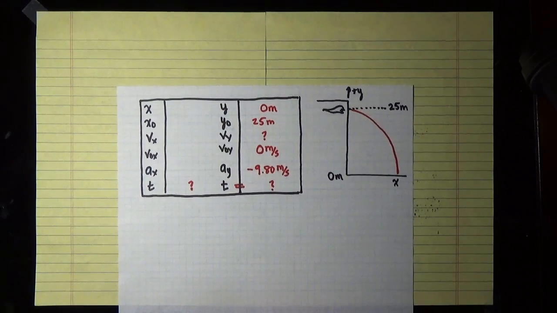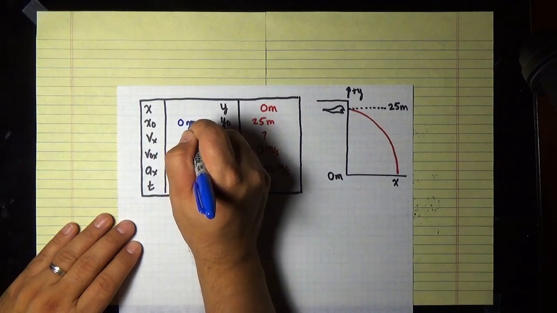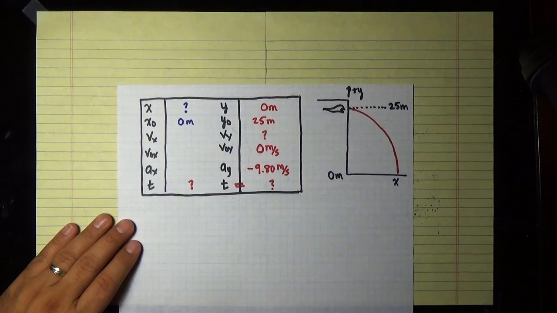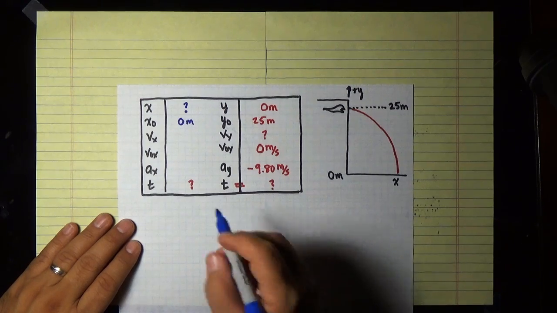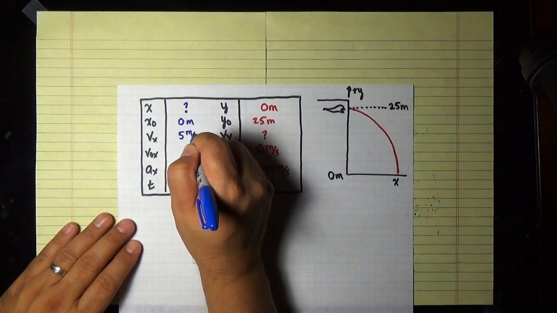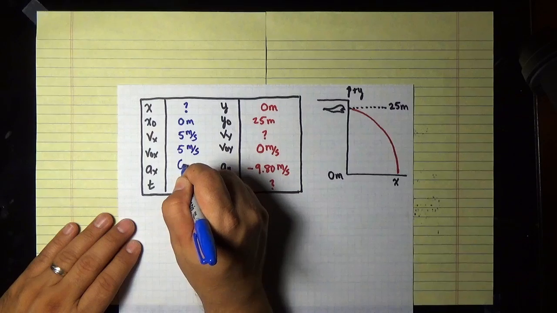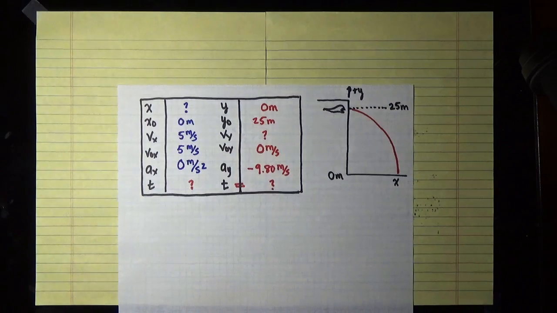Now let's look at the horizontal information. It emerges at x equal to 0, so 0 meters is the initial x position. We don't know the final x position. That's one of the things that we're asked to find. vx is the speed that it emerges from the cliff face. That is 5 meters per second, and it is the same as the initial speed because the acceleration we decided was 0 meters per second per second. Okay, so that's our entire kinematic table.